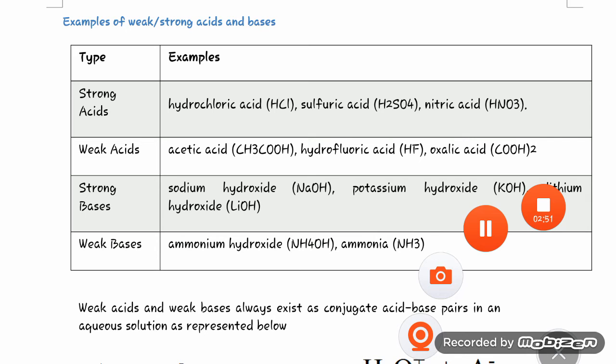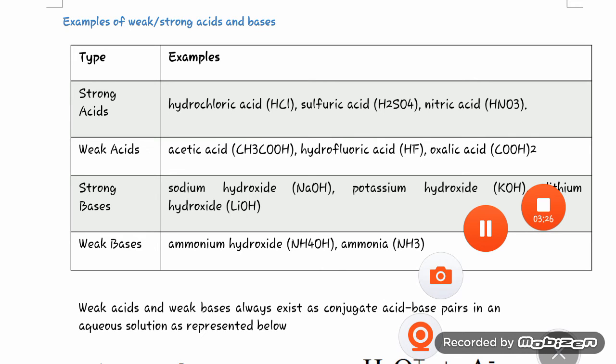Next are the examples of weak and strong acids and bases which we use. So you can see the types and their examples. Strong acids are hydrochloric acid, HCl, sulfuric acid, H2SO4, and nitric acid, HNO3. Then weak acids are acetic acid, CH3COOH, hydrofluoric acid, HF, and oxalic acid, (COOH)2.